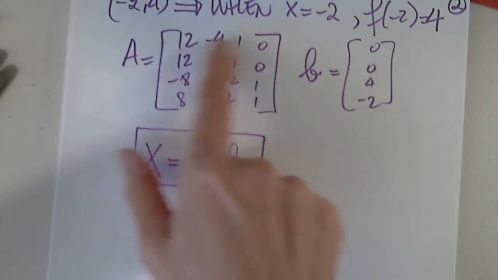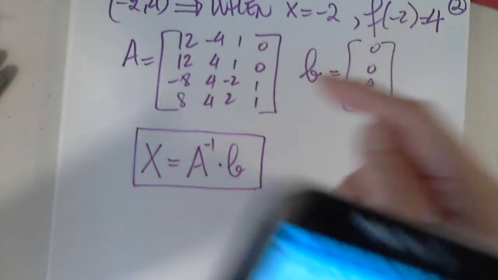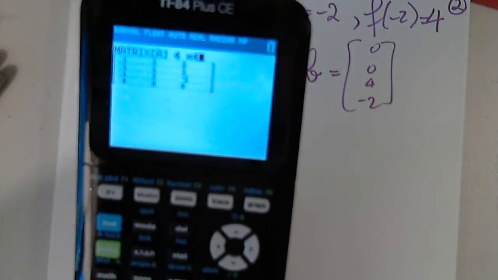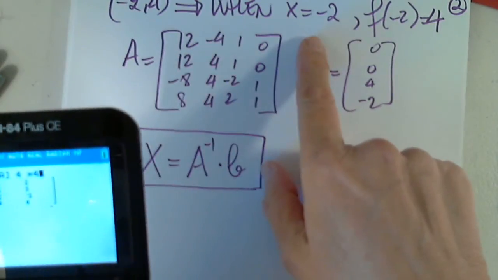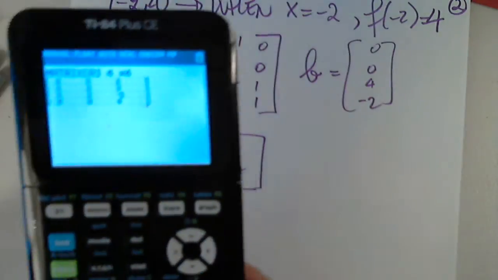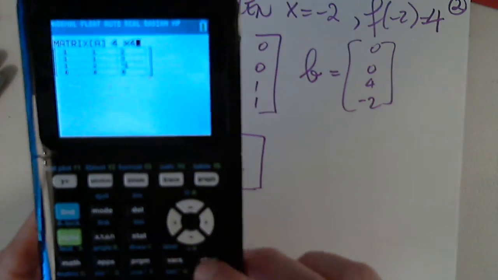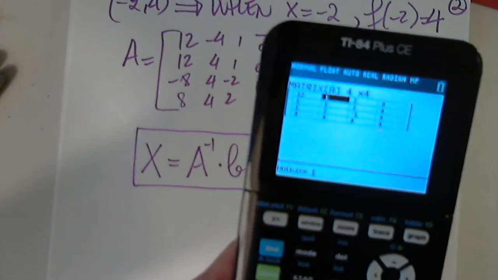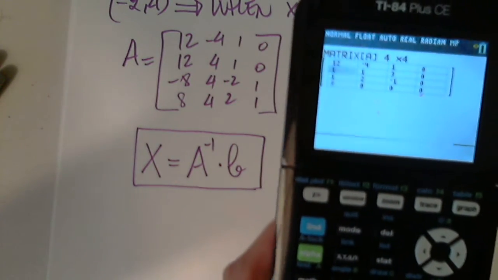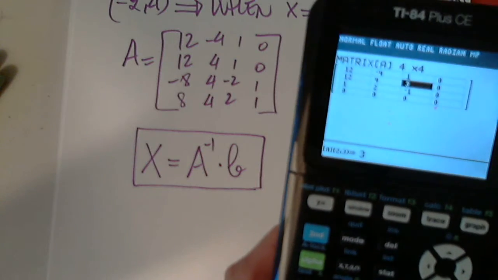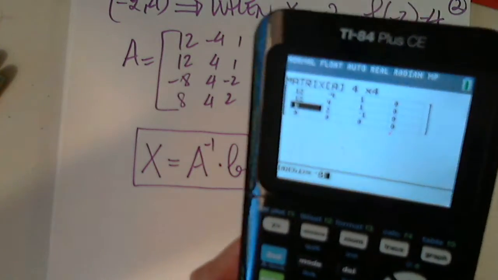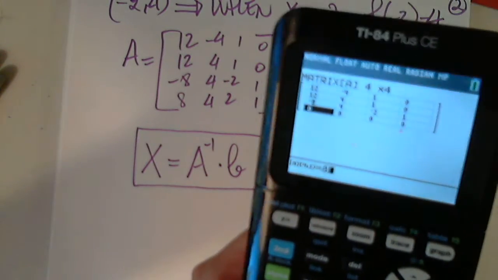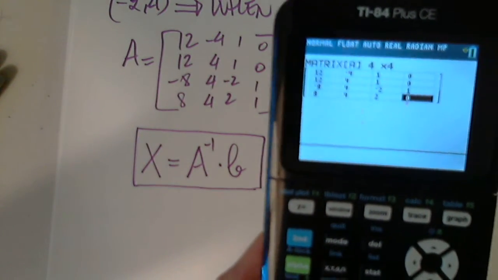My matrix is a 4-row, 4-column matrix, so 4 by 4. And I'm going to enter everything by rows. 12, -4, 1, 0, etc. Enter. So 12, -4, 1, 0, 12, 4, 1, 0, -8, 4, -2, 1, and 8, 4, 2, 1.